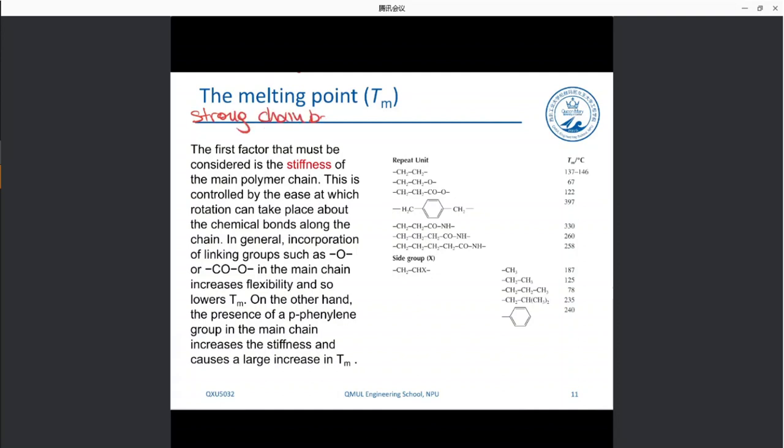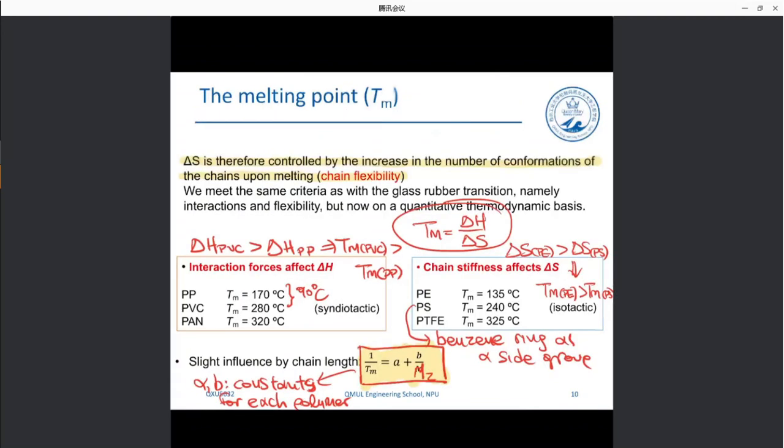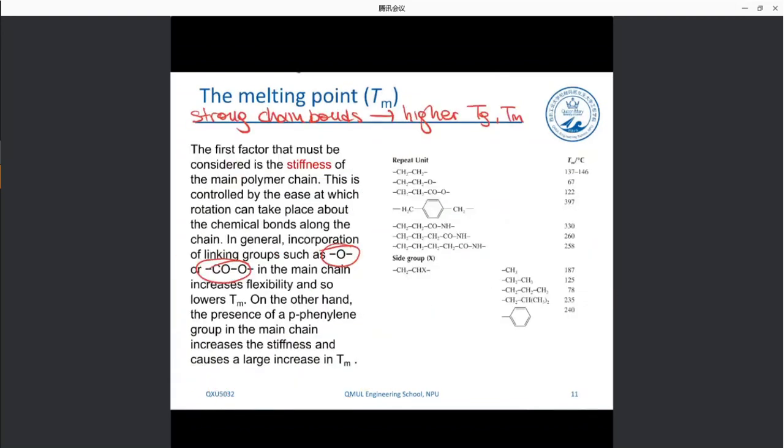Obviously when we have strong chain bonds, we have higher glass transition and higher melting point, because we need more energy in order to break these bonds. On the other hand, when we have introduction of weak groups such as carbonyl groups, or just oxygen groups in the main chain, that adds flexibility. And because it adds flexibility, we can have a relative decrease.